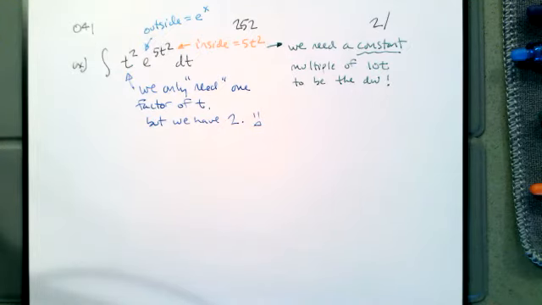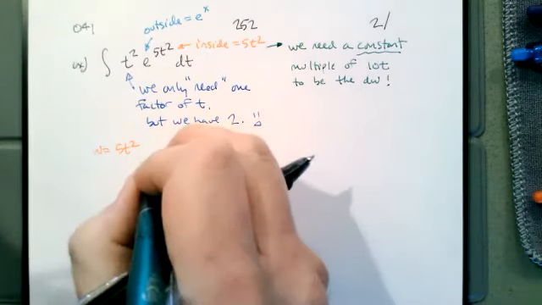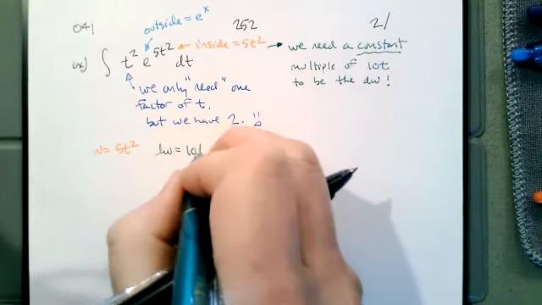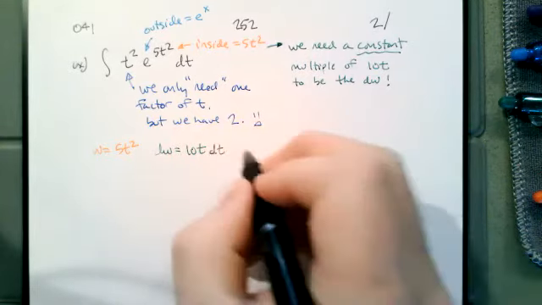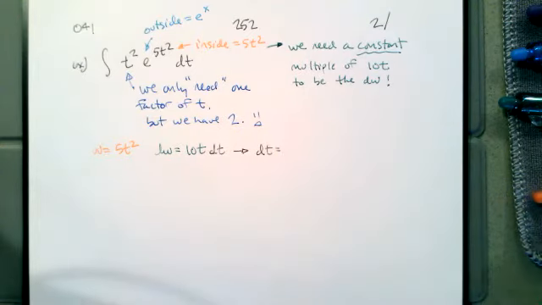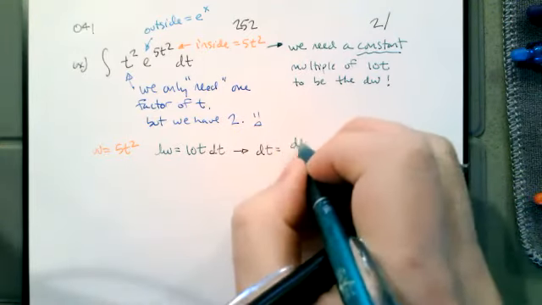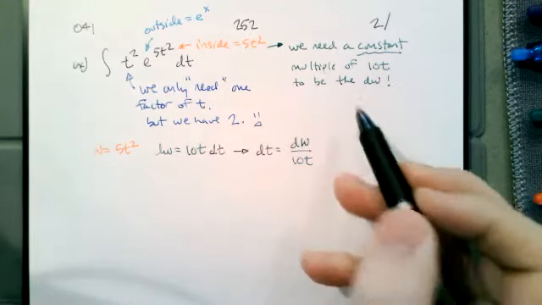This also doesn't work if we just try to mechanize the process. If we set up w is 5t squared, just like before, we'd have dw is 10t dt. If we try to solve this for dt, we get dw over 10t. And what's going to happen is that only one of these t's will cancel out because we only need one factor of t to be the dw.